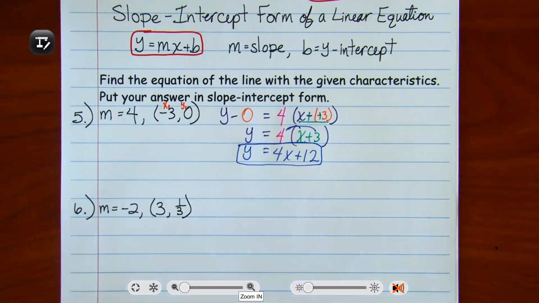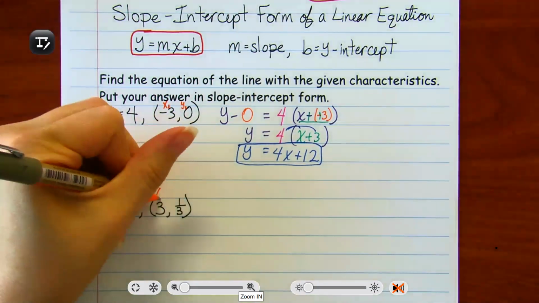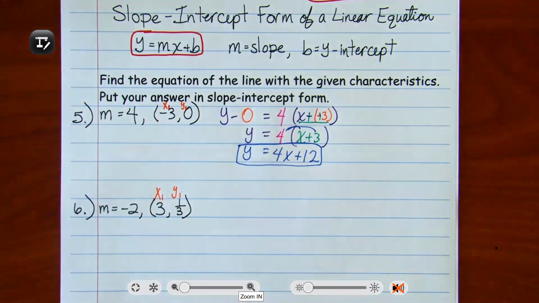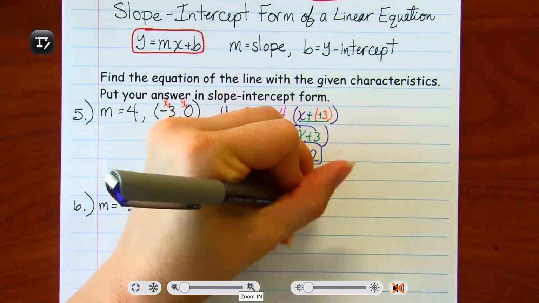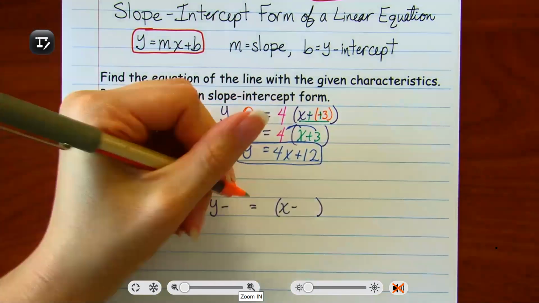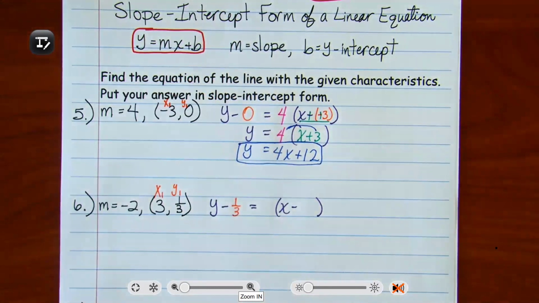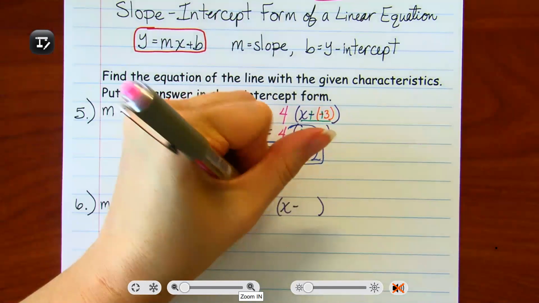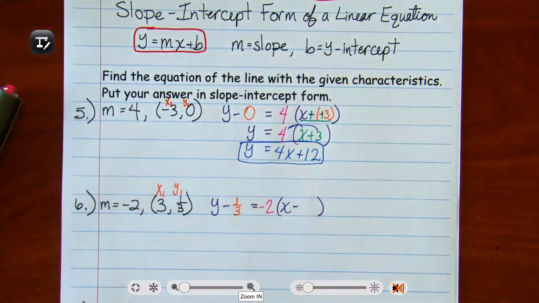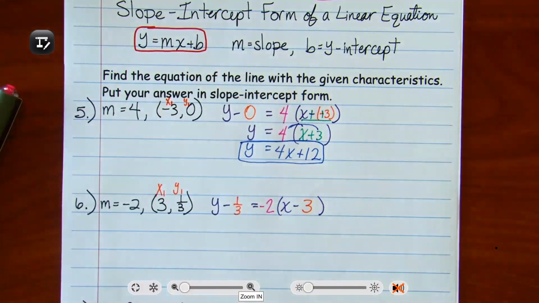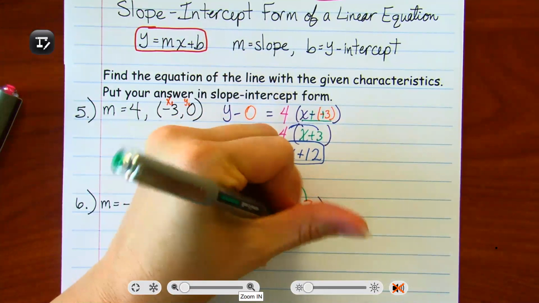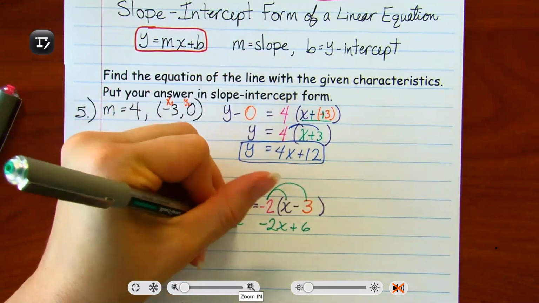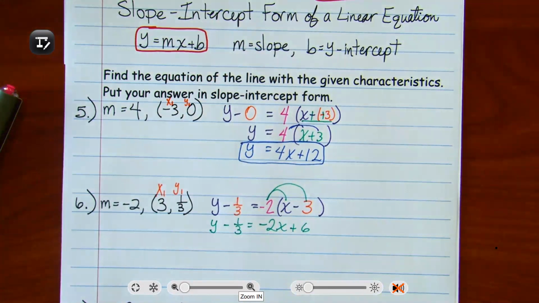All right, number 6, same thing. So x1 is 3 and y1 is 1/3. So this would be y minus 1/3 equals -2 times x minus 3. All right, so I'm going to go ahead and distribute the -2, which makes that -2x plus 6. So I have y minus 1/3 equals -2x plus 6.